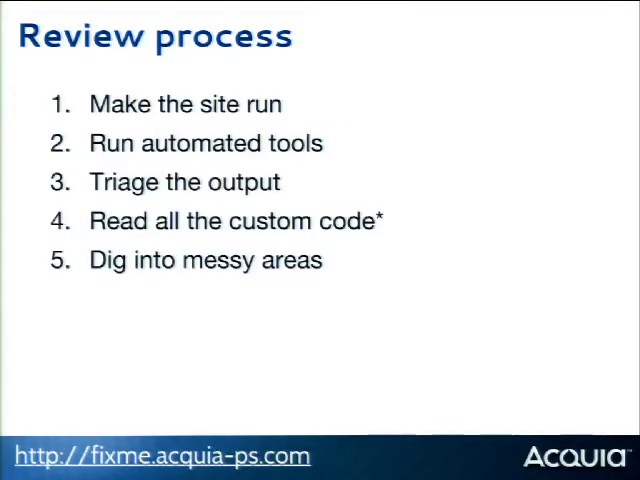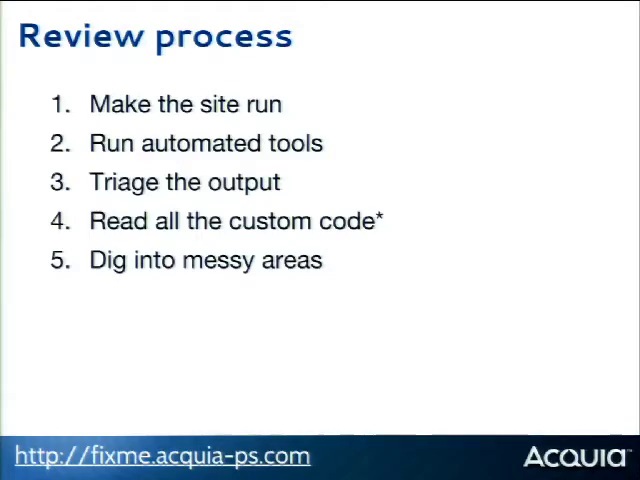Which process do you use when you get a new website? First, usually you get the code base and a database dump. The first step is to make it run on your local computer so you can actually do things with it. Then you run automated tools that exist for checking very common mistakes that you don't really need to check manually. You look at what those tools are giving you, and you decide which warnings or errors are important and which are not. It takes a bit of experience, and if you have questions, we can walk you through that.